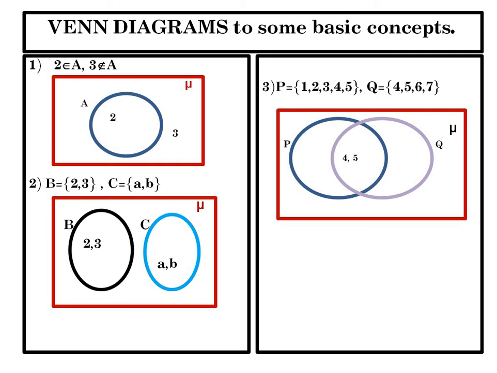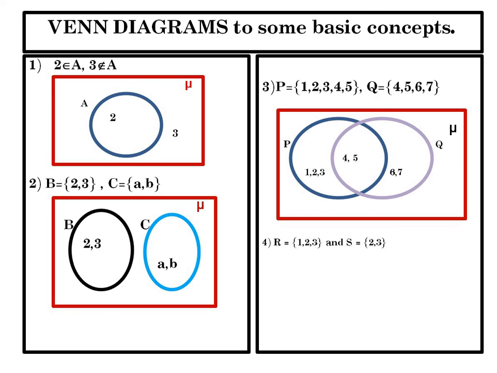After that, in the area which is not common, you write the other elements. In P we have 1, 2, 3, so you write 1, 2, 3 there. And in Q we have 6, 7. So this is the third situation we observe.